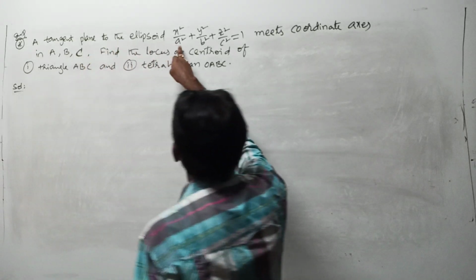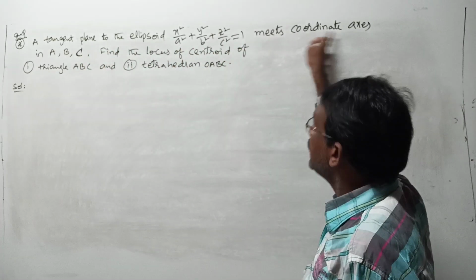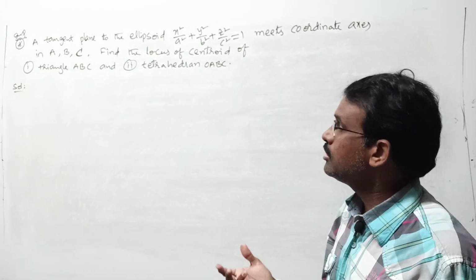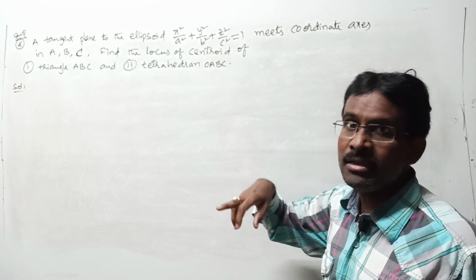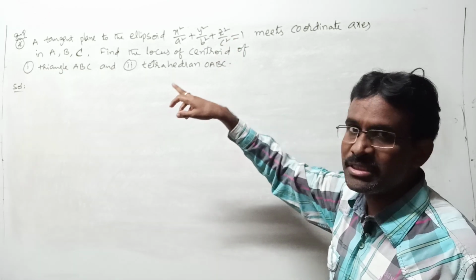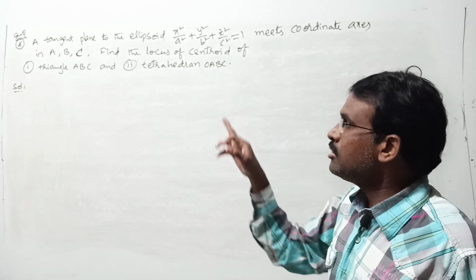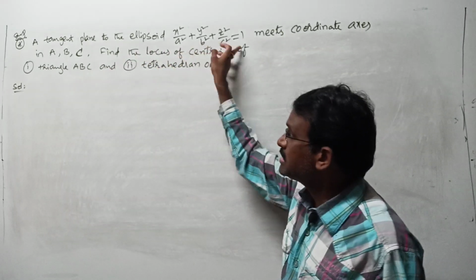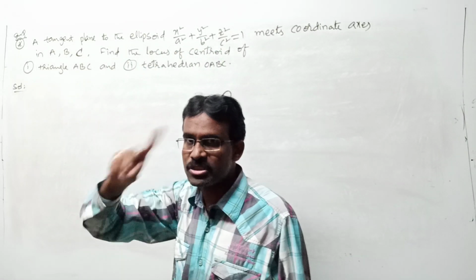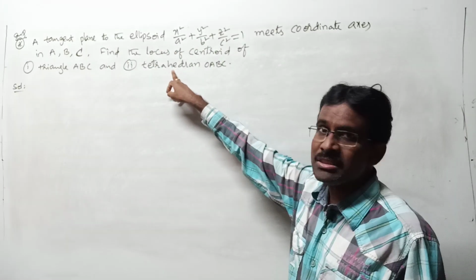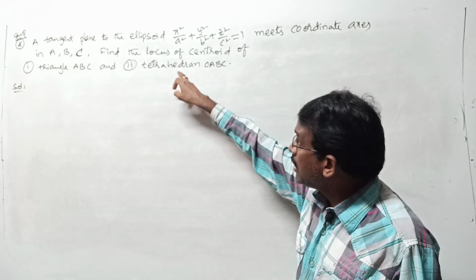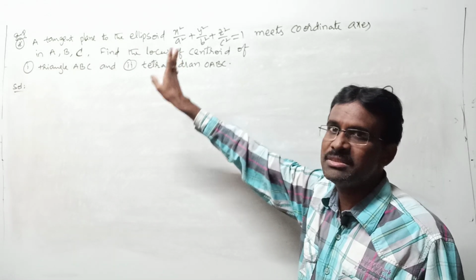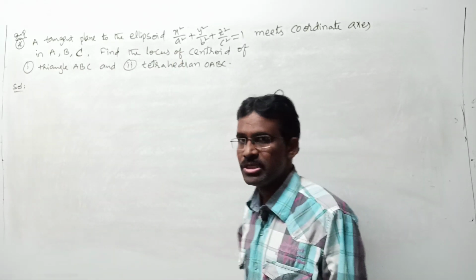A tangent plane to the ellipsoid meets the coordinate axes at capital A, capital B, capital C. That means let us take a tangent plane to the ellipsoid meeting the x axis at A, y axis at B, z axis at C. Then you get triangle ABC. Let us find the locus of centroid of the triangle ABC. That is the first question. Next, find the locus of centroid of tetrahedron OABC also. O means origin, and A, B, C are the points on the x axis, y axis, z axis. This is your question, right?